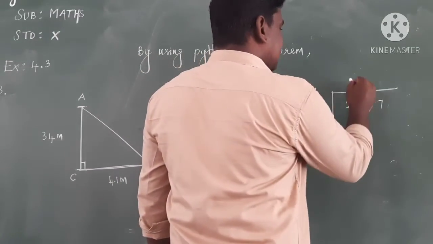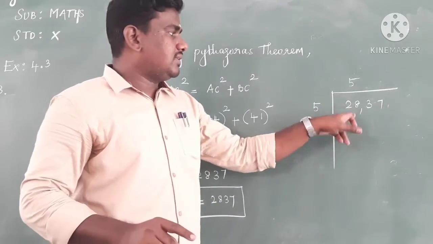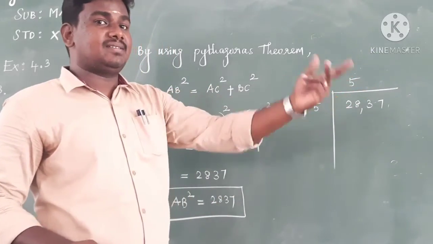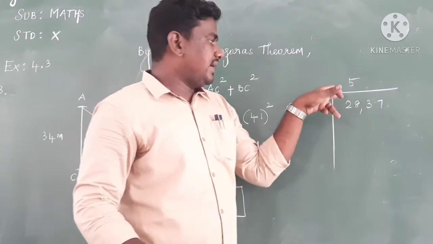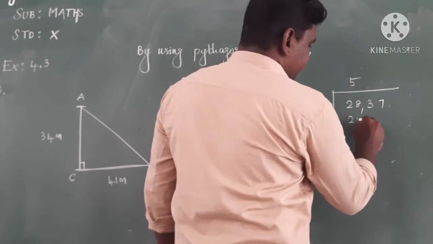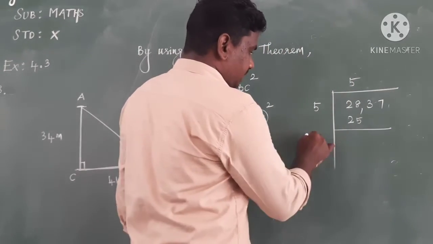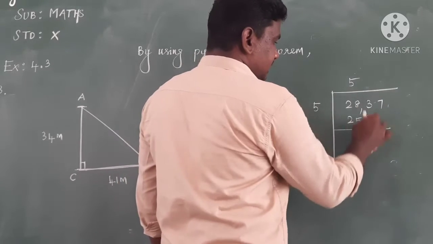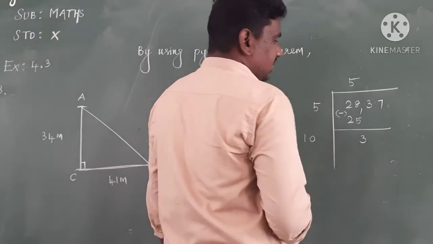So 5 here, 5 here also 5. So 25 is the lesser number. The next one, 6 square, is greater than 28, so we should not take that. So I take 5. So 5 into 5 is 25. Next it should be multiplied by 2. Here we subtract, you know very well. 8 minus 5 is equal to 3.